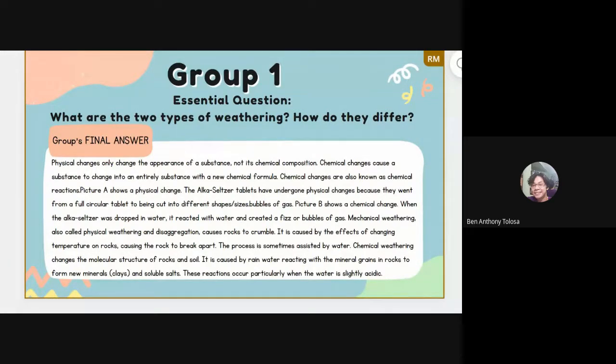The process is sometimes assisted by water, and the chemical weathering changes the molecular structure of rock and soil. It is caused by rainwater reacting with the mineral grains in rocks to form new minerals and soluble. This reaction occurs particularly when the water is slightly acidic. That is all, po. Thank you, group number one.